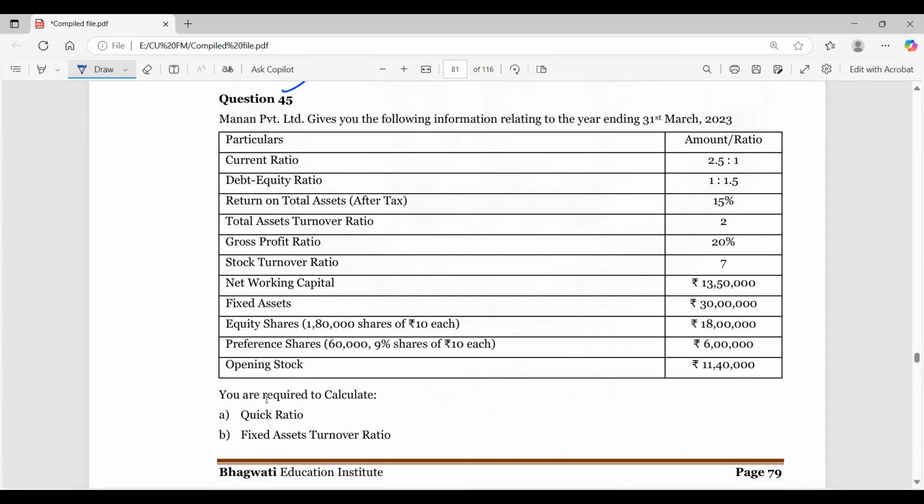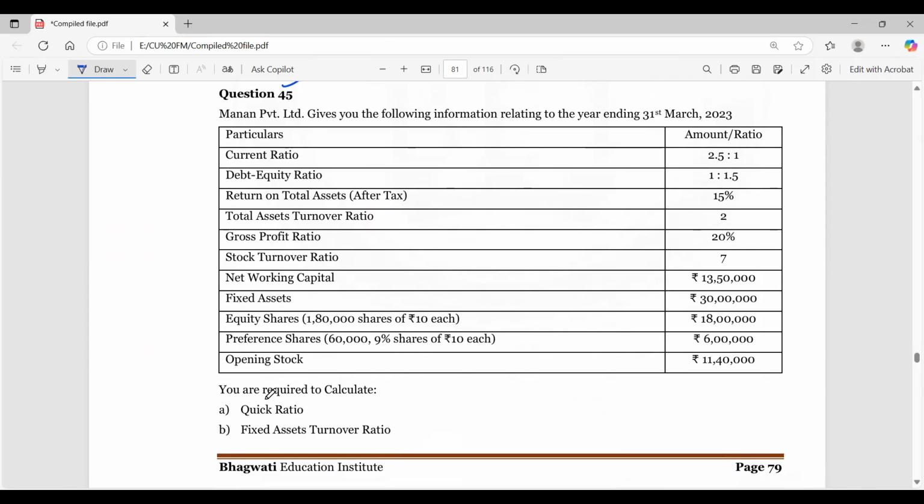Everyone done with 44th question? We will start with 45. Listen. For this question, this is a study material question. The solution given in your textbook for this question is not correct. It is wrong. But we will not correct the solution. We will correct the question.